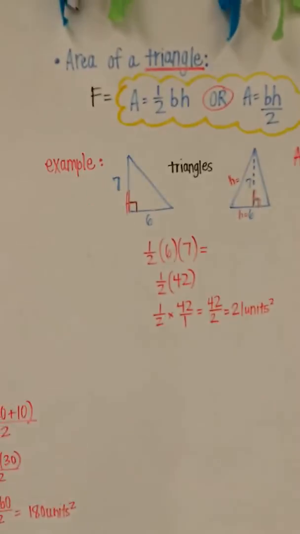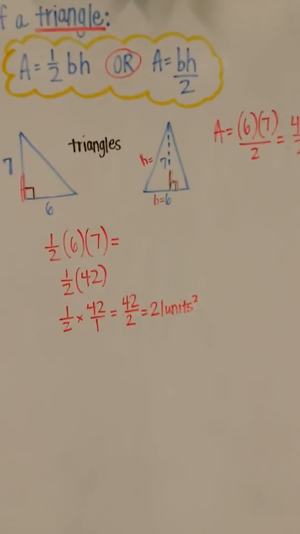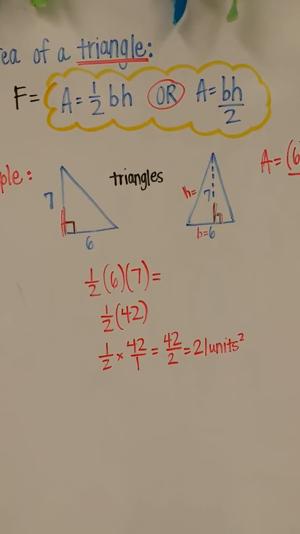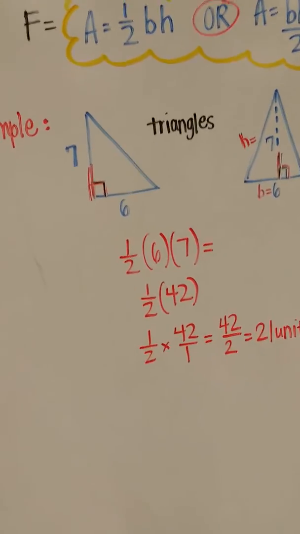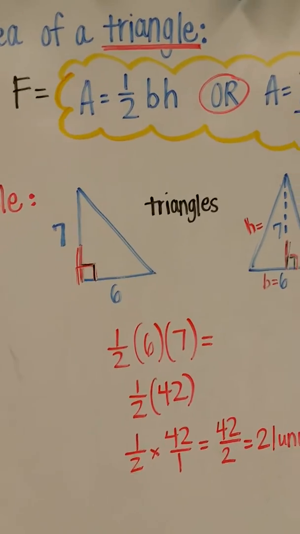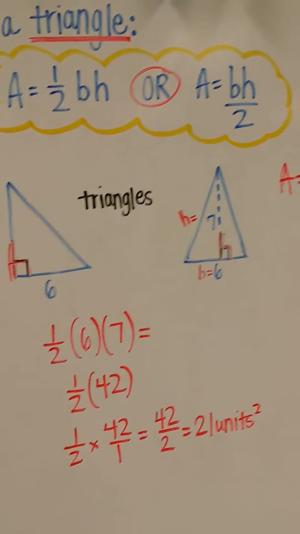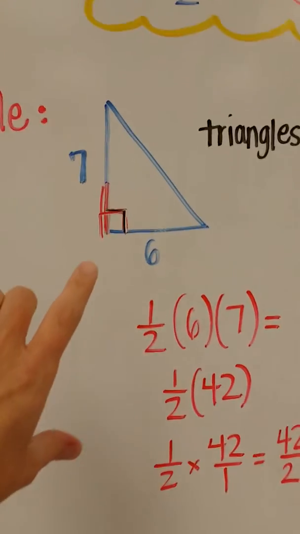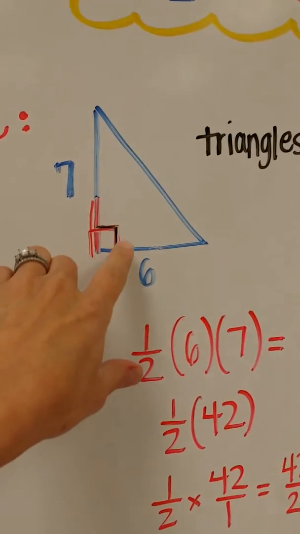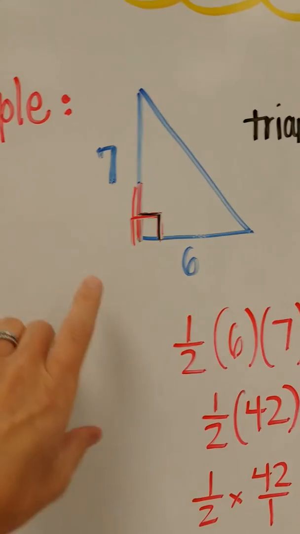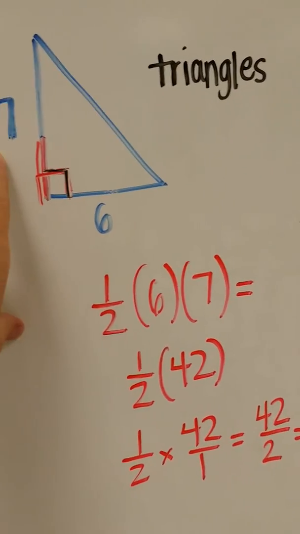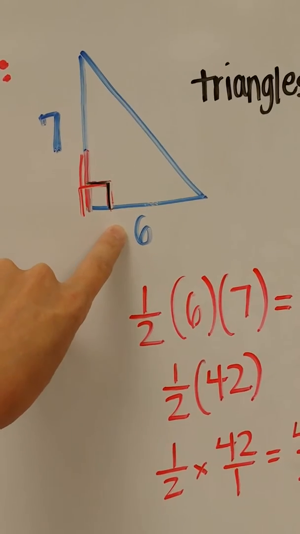And last but not least, we have the area of a triangle. Two different formulas again. You can either multiply by 1/2 or divide by 2. The triangle is super easy. It's just base times height times 1/2, or base times height divided by 2. So this is a right triangle, and I know that because it's going to give me that little square at the bottom. It also makes an H. That's going to give me the height. So my height here is 7, and my base here is 6.